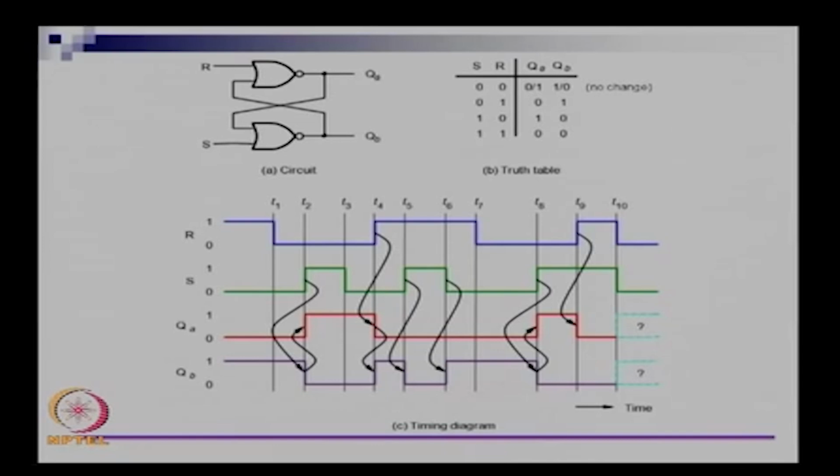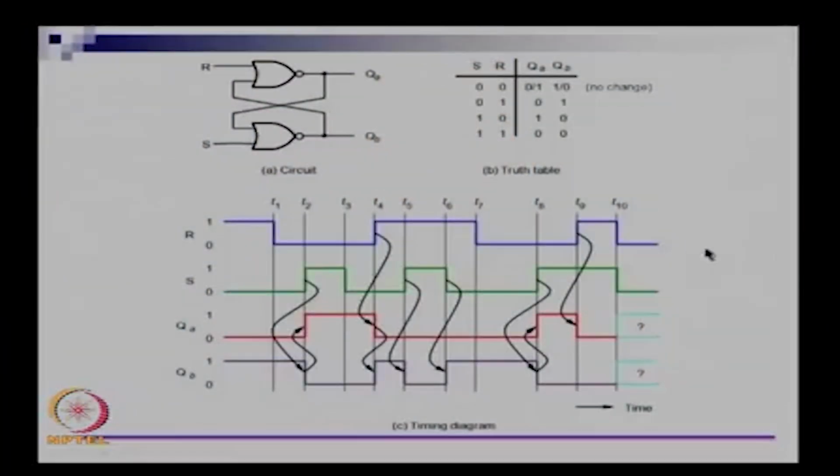So if the inputs stabilize, at some point the outputs should stabilize. That is the nature of circuits. So if the inputs are not changing, if R and S come to a stable state, let us say both R and S remain indefinitely at 0, the outputs will still keep toggling from 0 to 1, to 1 to 0 and so on. This is an undesirable condition.